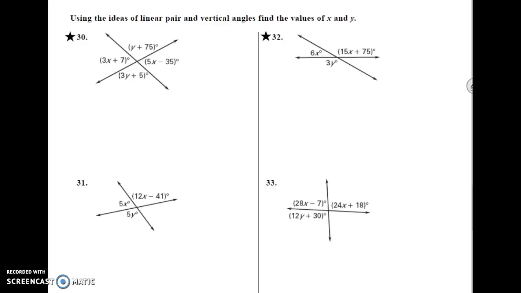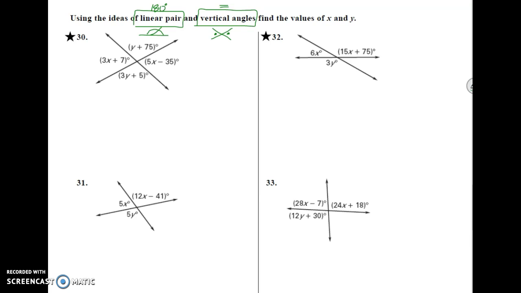For questions 30 and 32, now we're specifically using the ideas of linear pairs and vertical angles. When you think of those kind of angles, remember linear pair is 180 degrees always. Vertical angles are always equal to each other. Linear pairs make a straight line. Vertical angles are the angles that point at each other. They're across from each other.